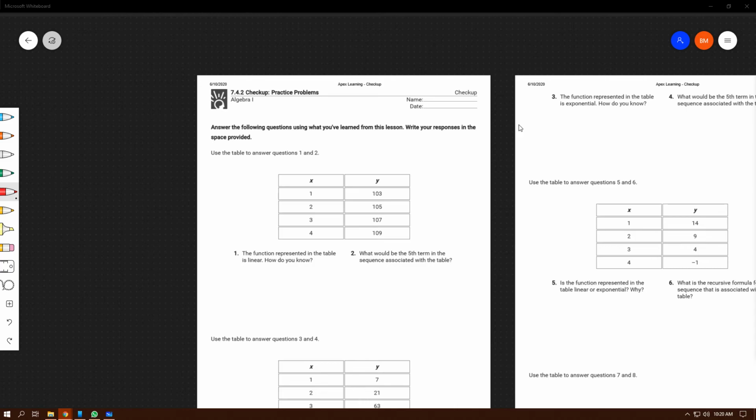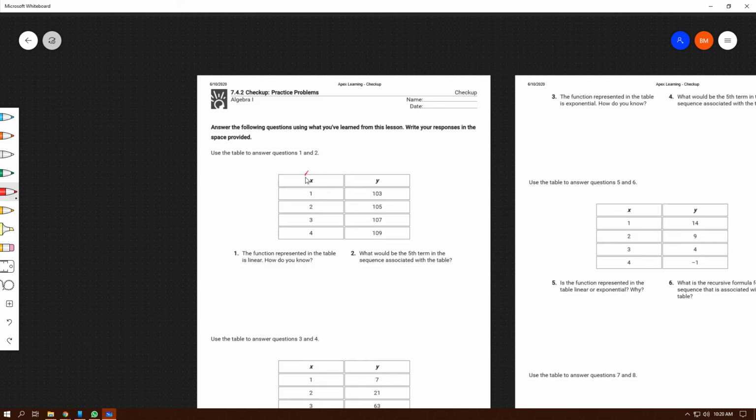Use the table to answer questions 1 and 2. Is the function represented in the table linear? They're giving x values 1, 2, 3, 4. The x values are just your terms. They determine the order of the sequence. So this is the first term, second term, third term, fourth term. What we actually care about are the y's. The y values are our values.